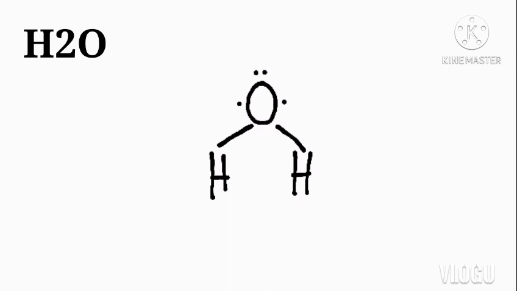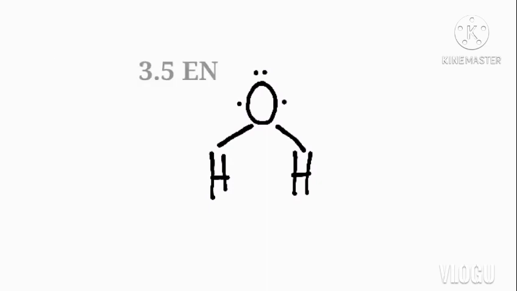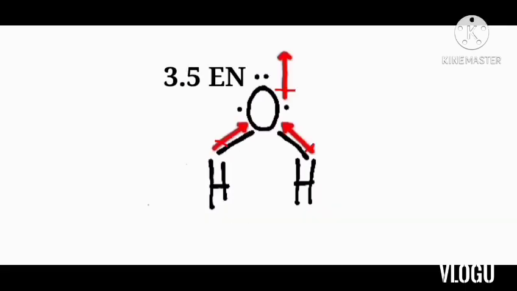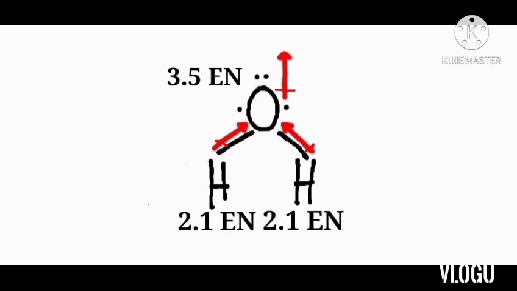Let us take this water as an example. We need to find the electronegativity of oxygen and hydrogen first. So oxygen has 3.5 electronegativity while hydrogen has 2.1 electronegativity. As we can notice, the oxygen has more electronegativity than the hydrogen.